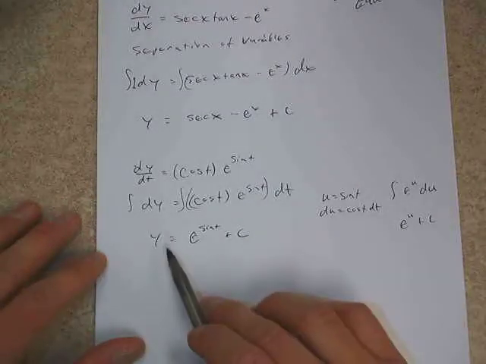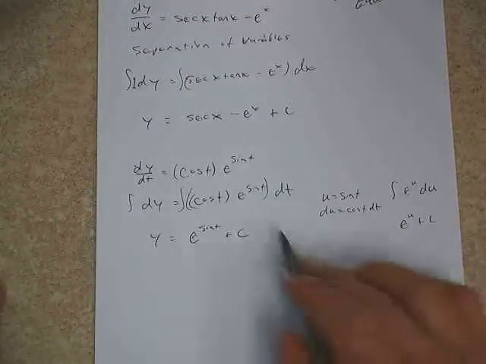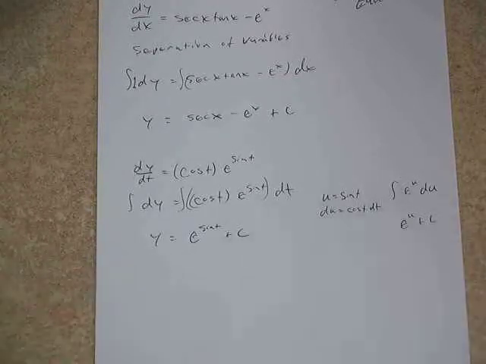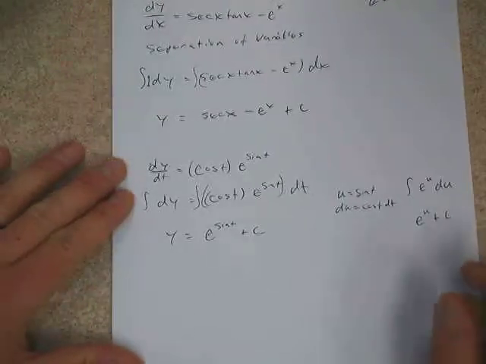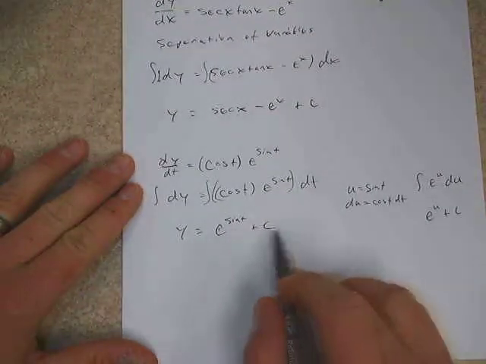And we're done. So in this case, the answer is relatively simple because we have just y on the side, which is ultimately what we want. We want to get y by itself, which we've done. We've anti-differentiated both sides, and we've gotten our result.